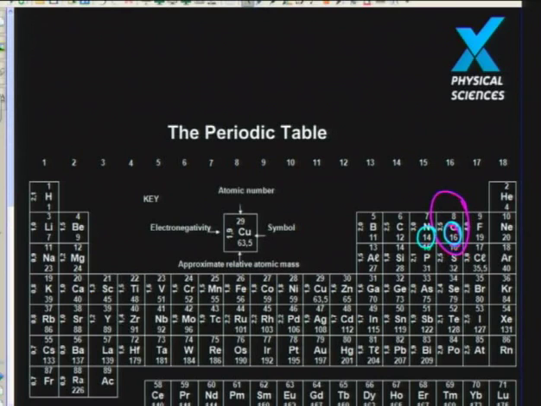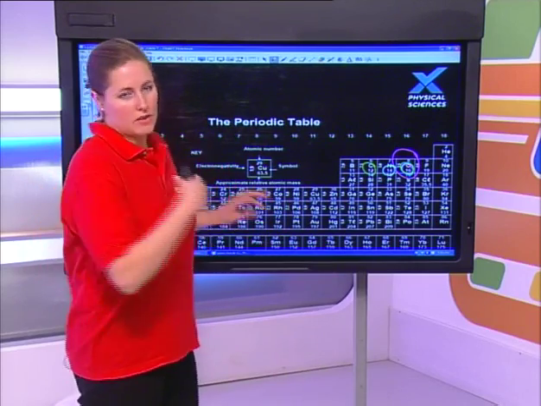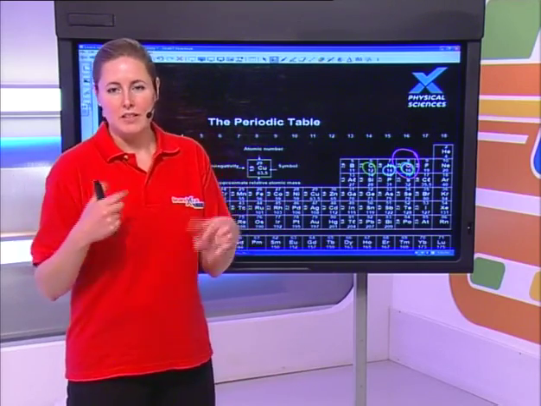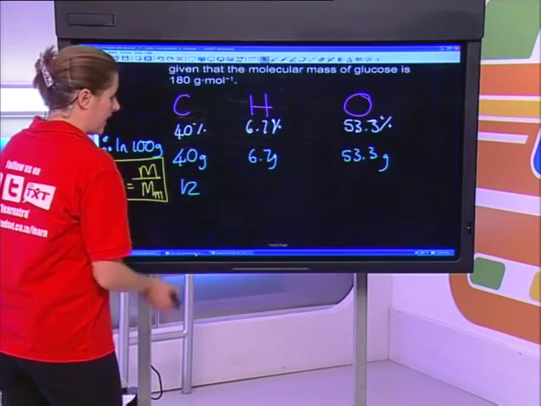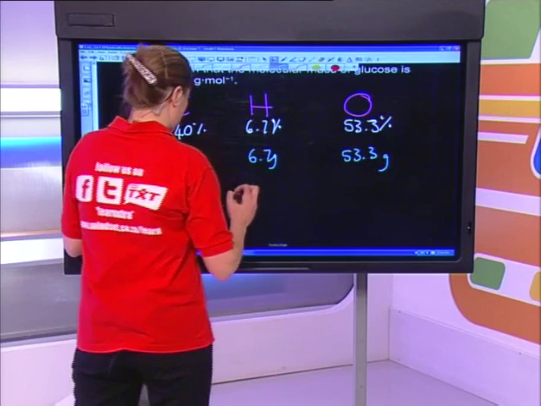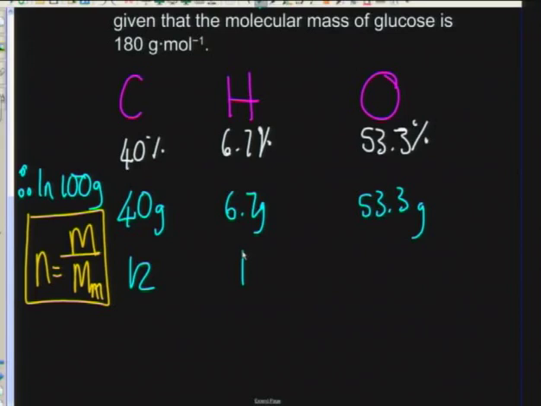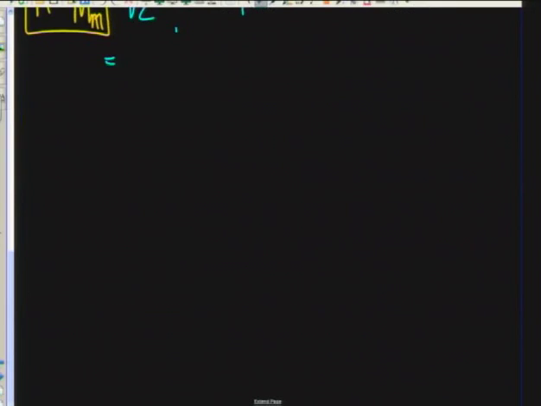Going across to the periodic table, and let's choose a different color, let's go with green. Carbon is 12, oxygen is 16, and hydrogen over here, 1. Now obviously you're going to use your periodic table that you've been given. This one doesn't have any decimals, but go with the one that you've been given. So 12, hydrogen was 1, and oxygen was 16. Notice that I've actually already pretty much worked out this formula, because 40 divided by 12 will give me the number of moles.